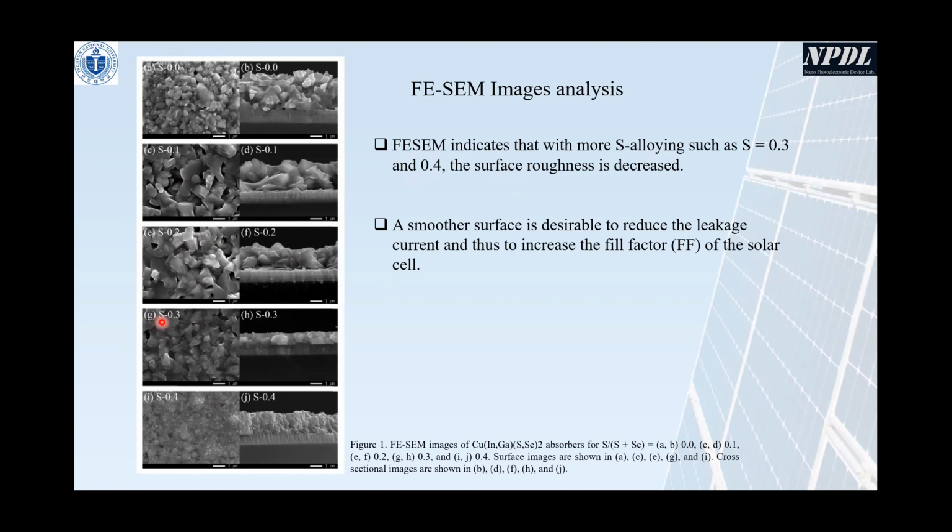And usually a smooth surface is desirable for the fabrication of a solar cell, because if the surface is too rough, or the surface smoothness is less, then the junction formation of our device is not good. So when we make our device, we need to confirm that the surface is smooth.